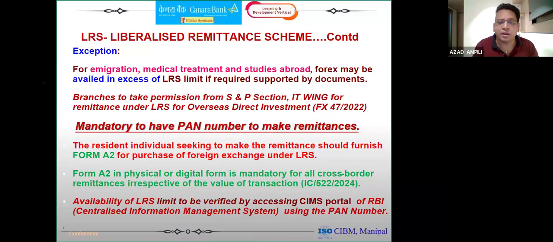So how can you track? Somebody has sent from another bank also. From the other bank, they have sent. RBI says a person, a resident of this country who is having a PAN card, they can send another 250,000.